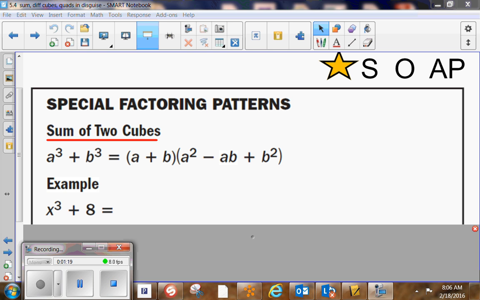Where the SOAP comes in is your signs, because kids have trouble remembering, is it a plus, a minus, a plus, where's the minus? So S in SOAP stands for same, meaning whatever you have in your original problem, since it's a plus, your first one here is going to be same, opposite, and then always positive. So same is the same as the problem itself, opposite, always positive. So this is how it works.